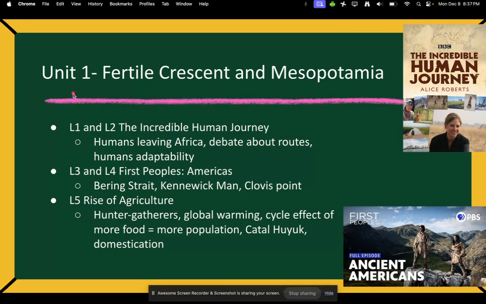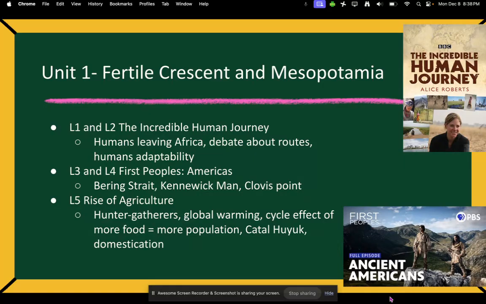So we started off with lesson 1 and 2 being the incredible human journey with this lady right here. Her name's Dr. Alice Roberts. We talked about humans leaving Africa, the debate about what routes that these humans took, also human adaptability. Lesson 3 and 4, we did the first people Americas, if you remember this right here. We talked about the Bering Strait of where the first people may have come from the Asia side to the North America side. We talked about the Kennewick Man, the Clovis Point as well.